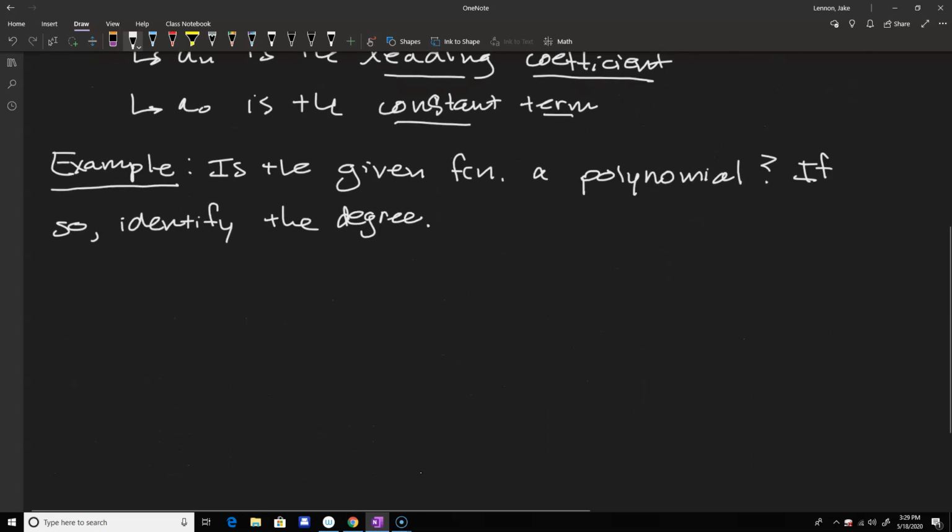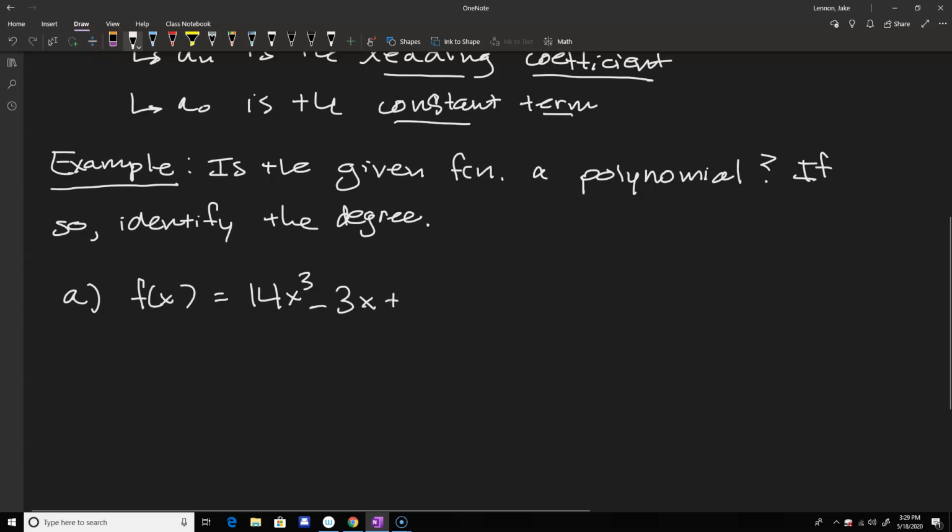So this first one, we have f of x is equal to 14x to the third power minus 3x plus pi. So for each one of these you may want to pause, think about it in terms of the definition we just wrote down, and try and hazard a guess. But this one, the answer is yes. And the degree, the highest power of x that we see, is equal to 3.